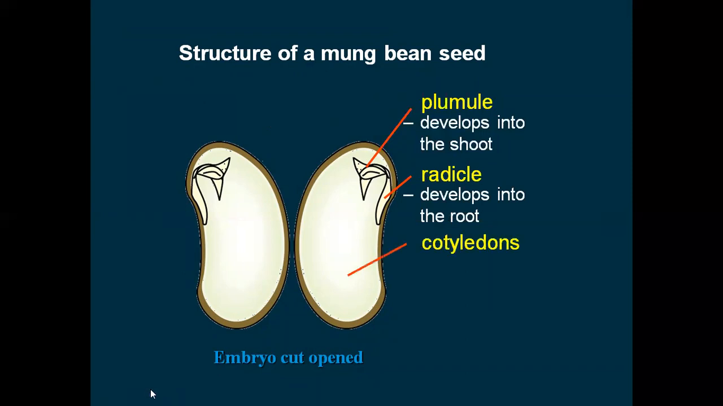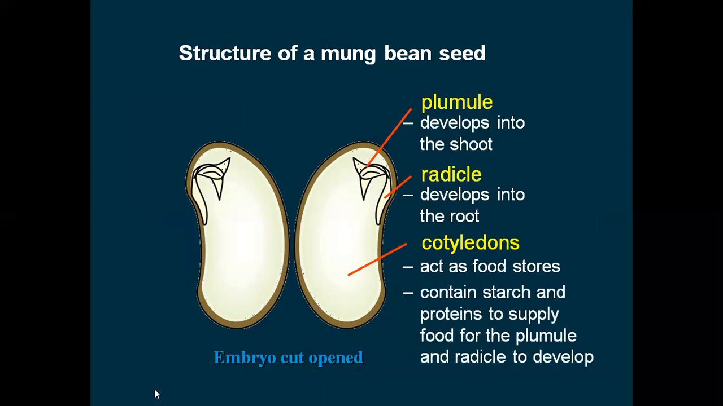Okay, and this is the cotyledon. The cotyledon actually acts as a food store. It contains starch and protein to supply food for the plumule and radicle to develop. Is it clear?